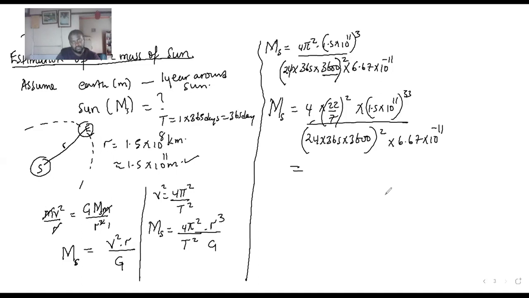2.1, 2.06, times 10 to the power... Okay, they don't hear your answers. Someone has come to the book. Times 10 to the power 30 kilograms. Correct. So that is the mass of the sun.